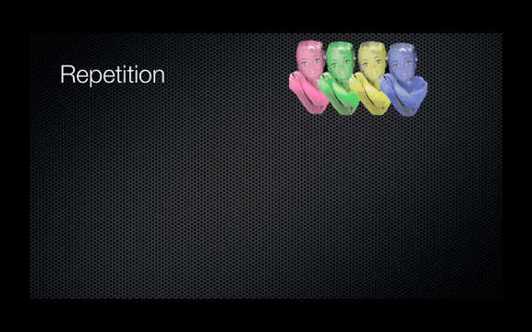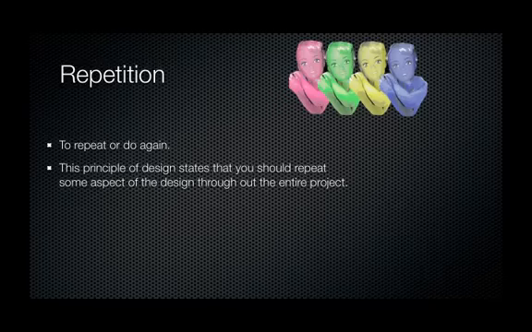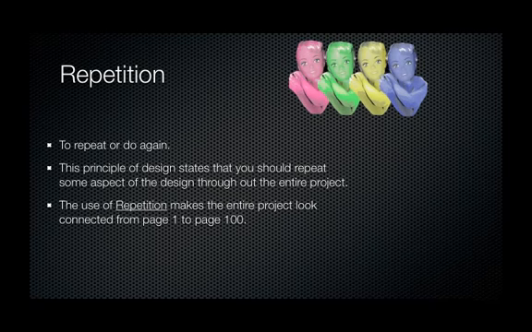The next topic we're going to look at is repetition, to repeat. So we see repetition in all sorts of advertisements, design work that we see all over the place. So repetition basically means to do it again, to repeat. And this principle states that you should repeat some aspect of the design throughout the entire project, because we don't want everything to be different. It can be a little bit of overload, so we want to make sure that there's some element that keeps repeating. The use of repetition makes the entire project look connected from the first page to the last page.